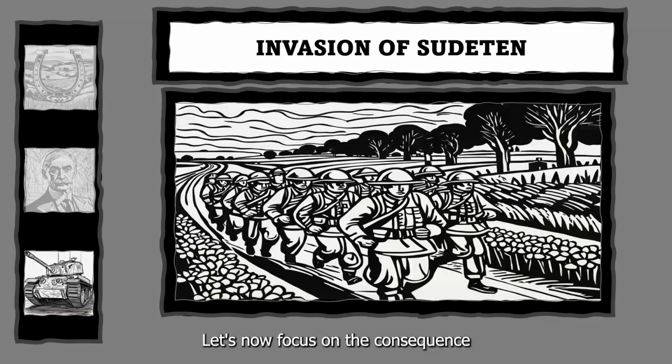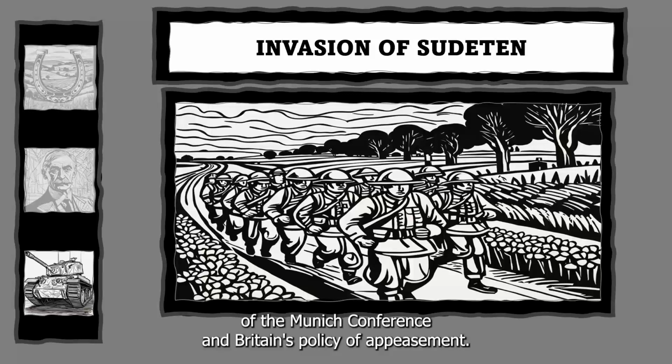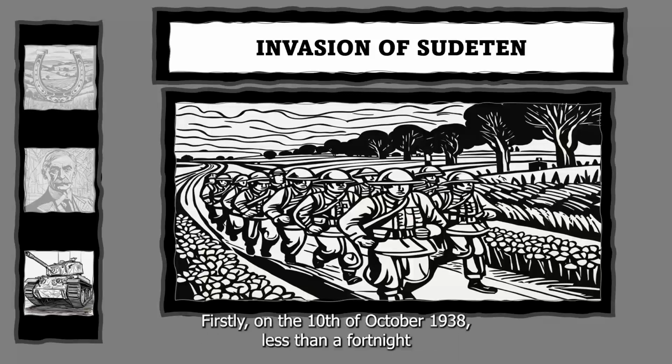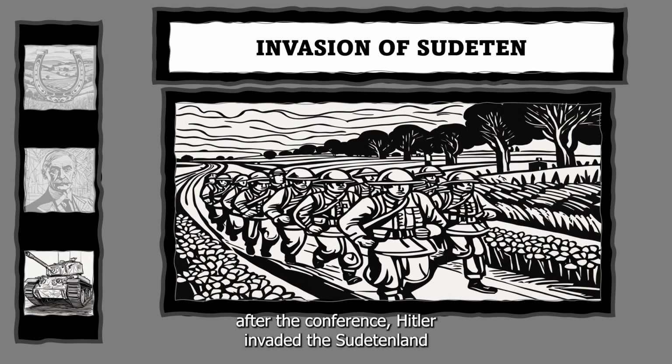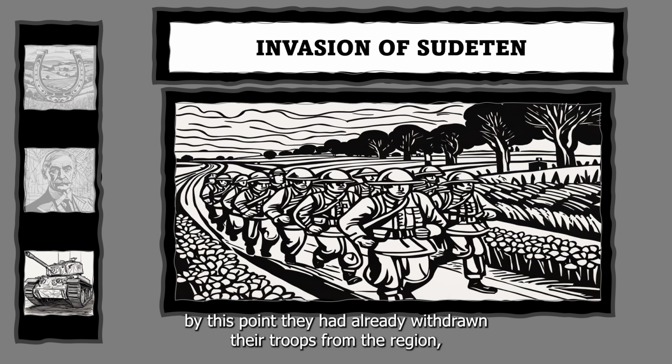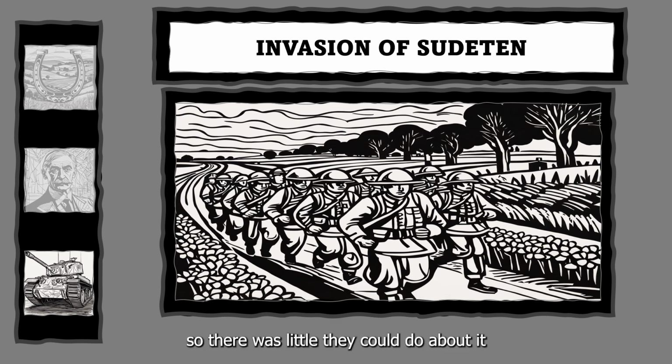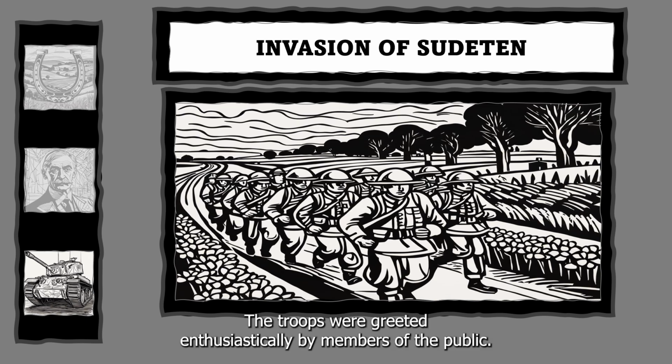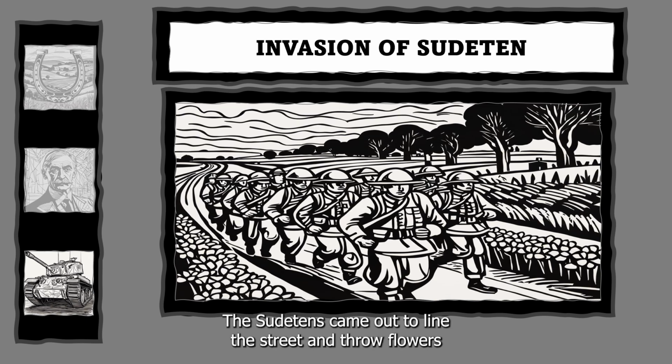Let's now focus on the consequences of the Munich Conference and Britain's policy of appeasement. Firstly, on the 10th of October 1938, less than a fortnight after the conference, Hitler invaded the Sudetenland without the official approval of the Czech government. However, by this point, they had already withdrawn their troops from the region, so there was little they could do about it. In a similar way to the Nazi invasion of Austria, the troops were greeted enthusiastically by members of the public. The Sudetens came out to line the street and throw flowers before the marching troops.